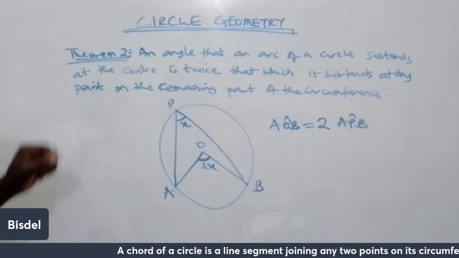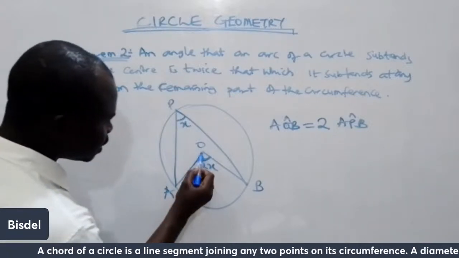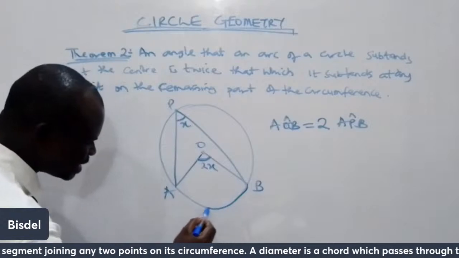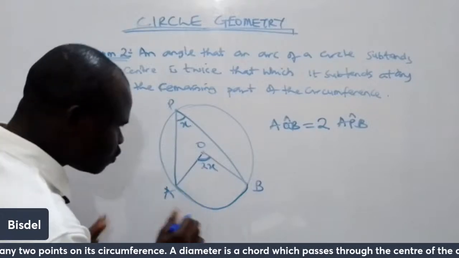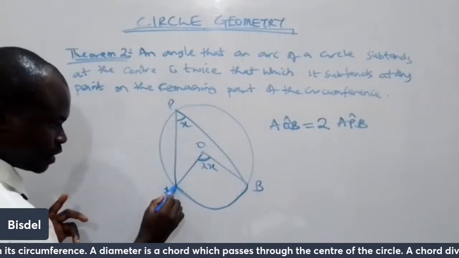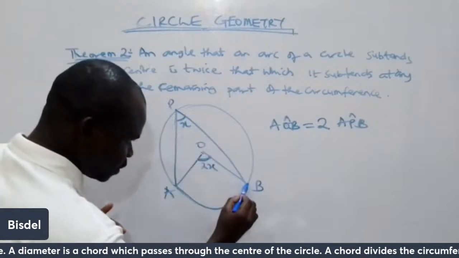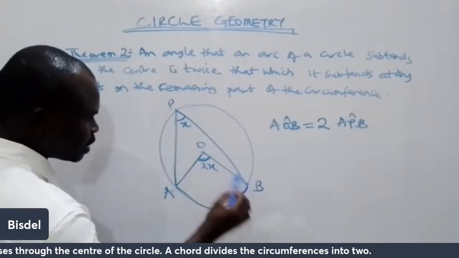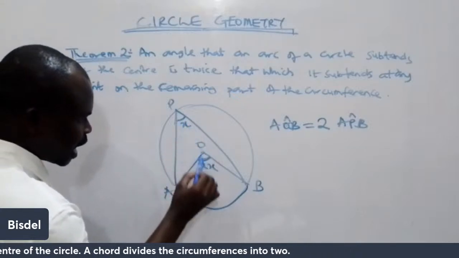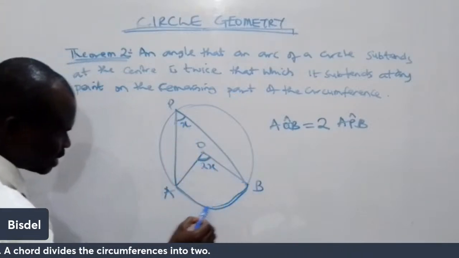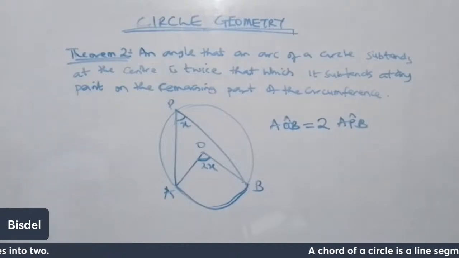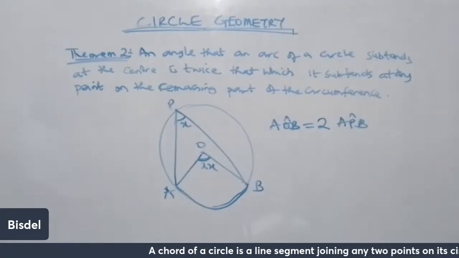So this second theorem is telling us that the angle at the center is twice the one at the circumference, provided that they are subtended by the same arc. So you have to look at it very well. This is the starting point here, from here back to this point. Then this is the starting point to the center, back to this point. So these two angles, x and 2x, are subtended by the same arc. So if you're able to check that out, then you can generalize, you can make that statement that the angle at the center is twice the one at the circumference.